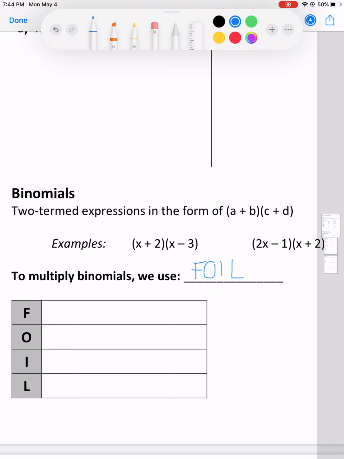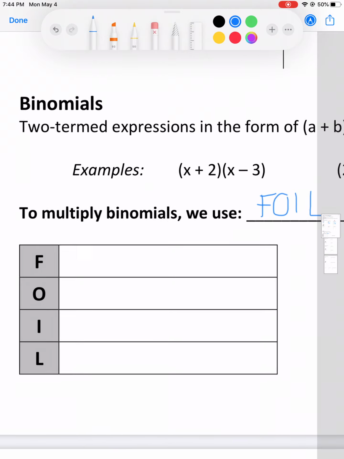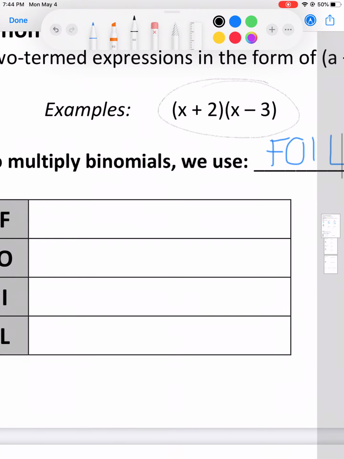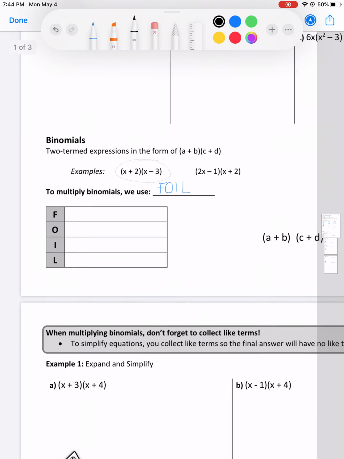What on earth does FOIL mean? Well, I'm going to tell you. And this is where we're going to get all our colors in. So lots of colors coming up. Okay, guys? Heads up. So to multiply binomials, we use FOIL. And from here on in, if you see 2 brackets together like this, I'm going to say FOIL it. FOIL it means expand the brackets.